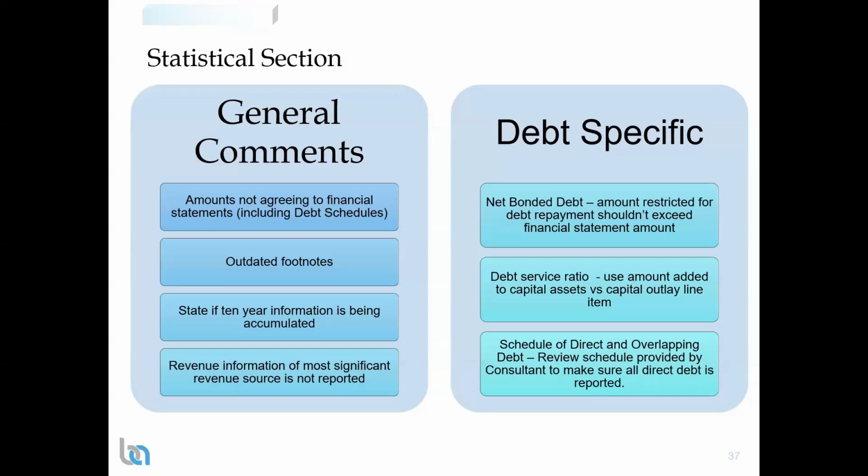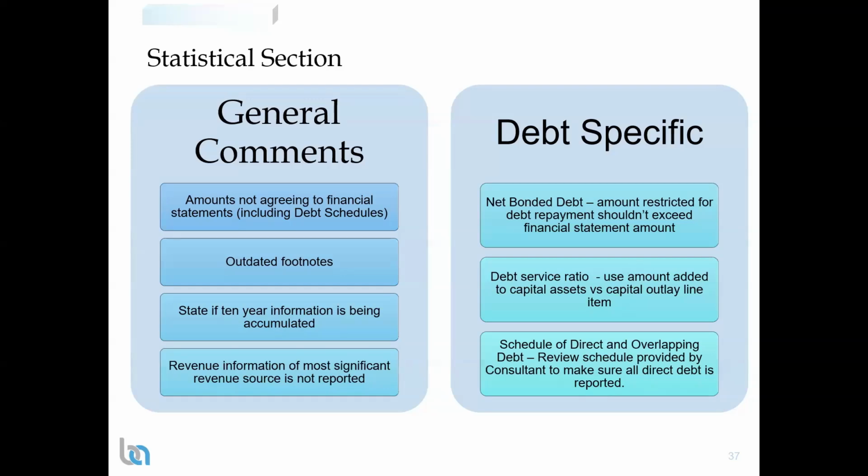Your debt information. So net bonded debt, the amount restricted for debt repayment shouldn't exceed the amount on your financial statements. So you can't have on your financial statements that we have restricted for debt service for $100,000, but then on this schedule it shows restricted for debt service of $300,000. That has to be consistent.